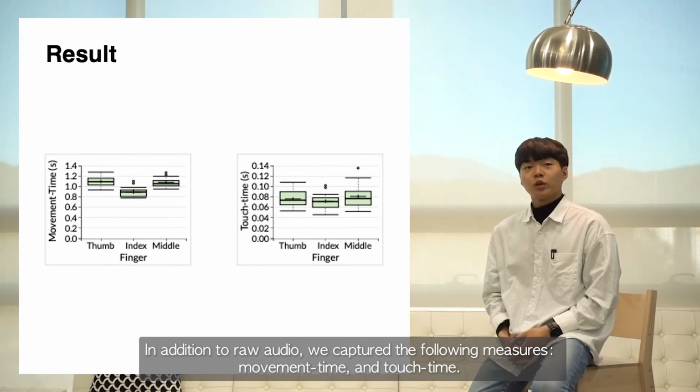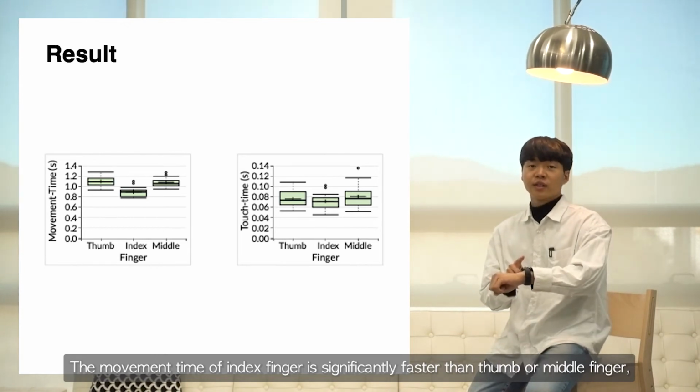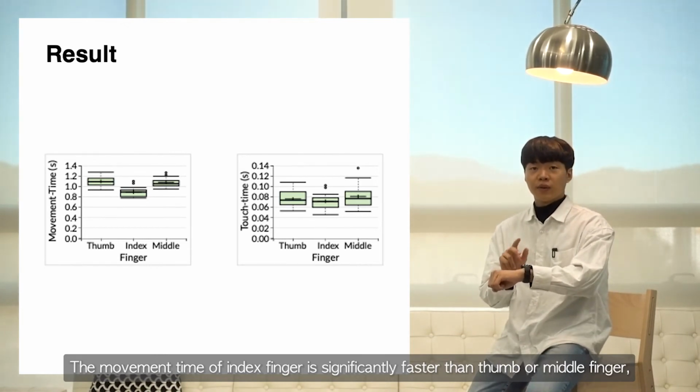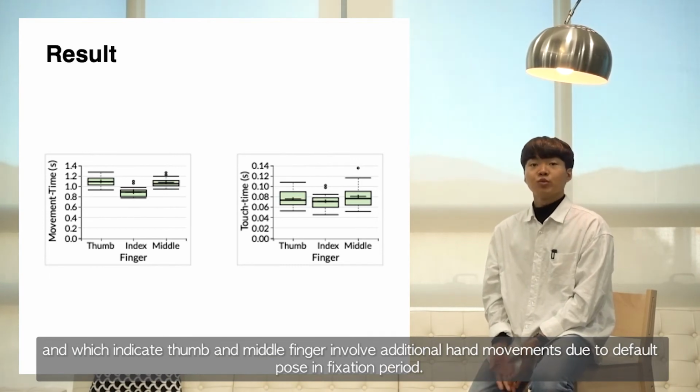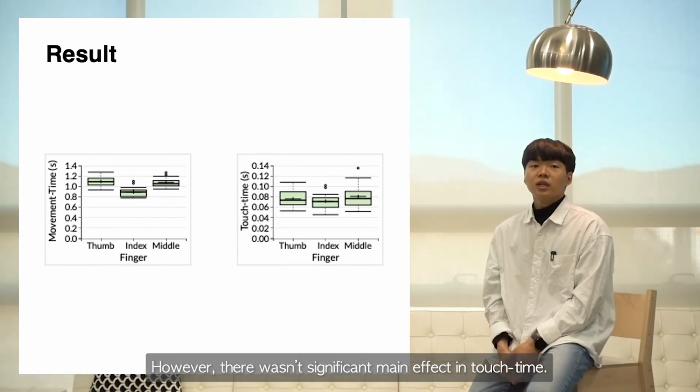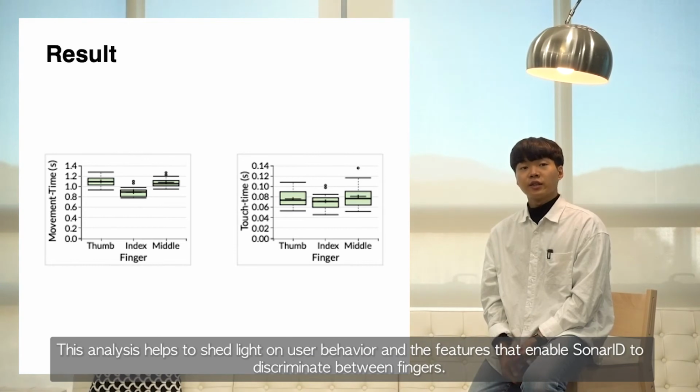In addition to raw audio, we captured the following measures: movement time and touch time. The movement time of the index finger is significantly faster than thumb or middle finger, which indicates thumb and middle finger involved additional hand movement due to the default pose in the fixation period. However, there was no significant main effect in touch time. This analysis helps to shed light on user behavior and the features that enable SonarID to discriminate between fingers.